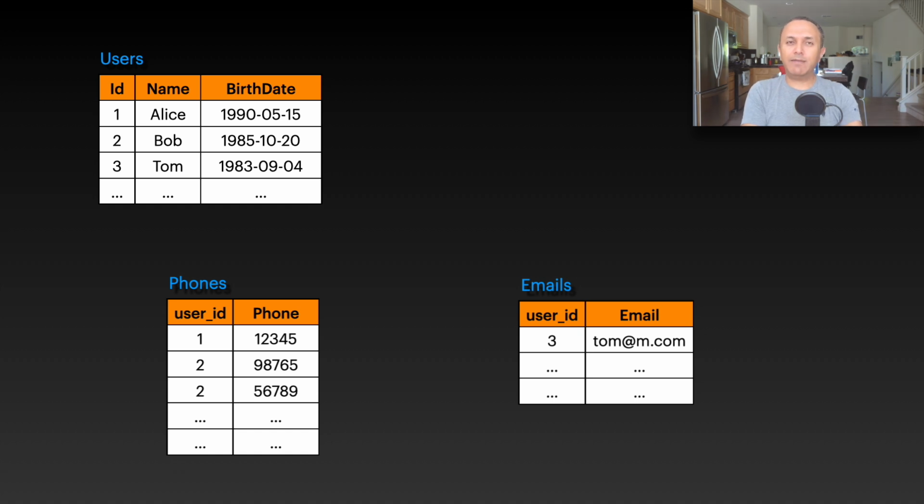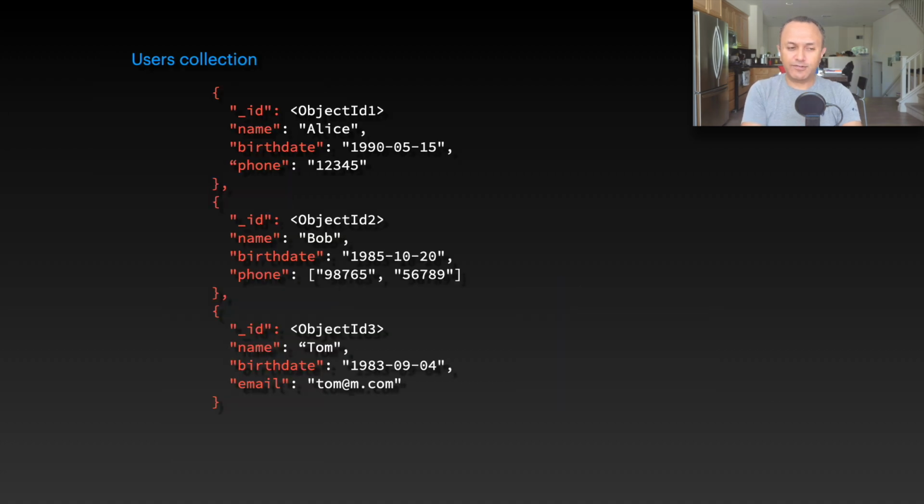If we look at the same data in a document database, like MongoDB, for example, most likely it will look like this. We will have a users collection that will have one document for each user, and it will have whatever information that we have for that user. So you will see the first user, Alice, she has a single phone number. The second user, Bob, he has 2 phone numbers, so we can represent it as an array in this case. The third user, Tom, no phone numbers, but he has an email, so we don't have a phone field, we have an email field. So we can see here that we only put the data that we have.